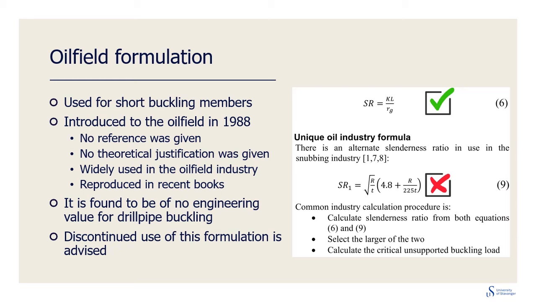Equation 9 was introduced to the petroleum engineering literature in 1988 to calculate the slenderness ratio, which is a fundamental quantity used in unsupported buckling calculations. A great deal of effort has been spent trying to track the origins of this formula, but unfortunately without success. As discussed in the paper, it is found that the 1988 formula is of no practical value for calculations involving buckling of drill pipe and other jointed pipe used in snubbing. It is recommended to use equation 6 to calculate the slenderness ratio and disregard equation 9.